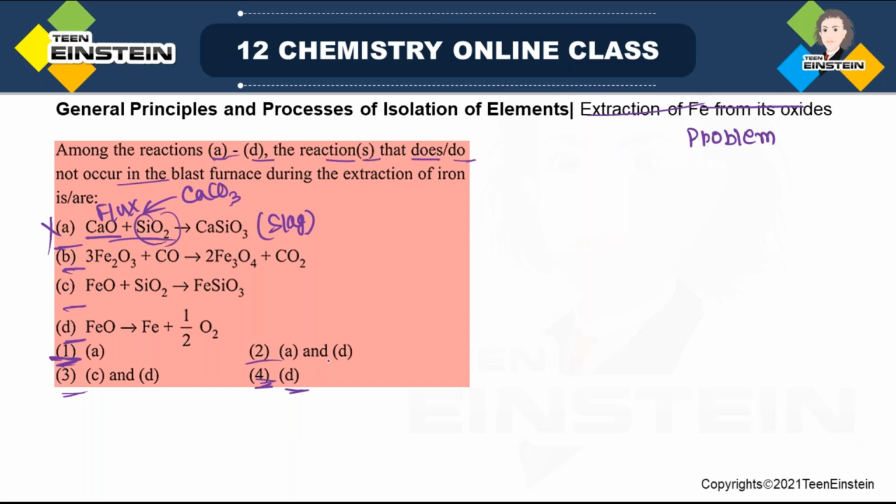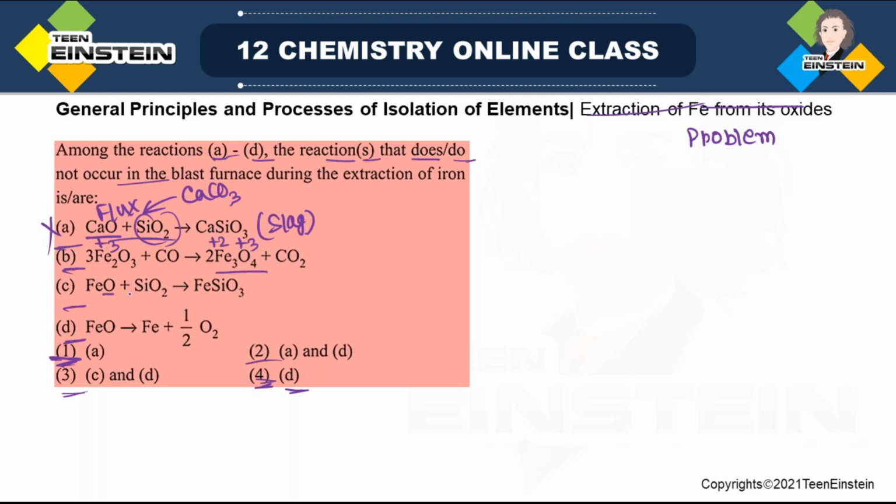Next reaction is Fe2O3 reacting with carbon monoxide and being converted to the mixed oxide Fe3O4. Remember, we have seen this: Fe2O3 has oxidation state +3, and now it is converted to both +2 and +3. So this is partial reduction and this reaction is also occurring. So it cannot be the correct option. That is, where B is present, it cannot be correct.